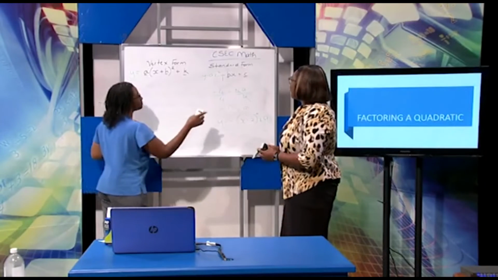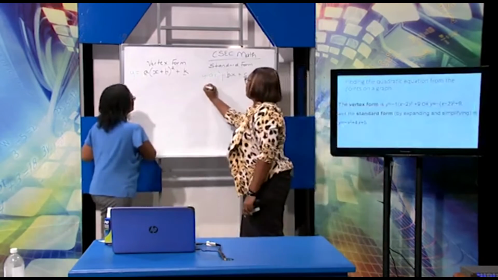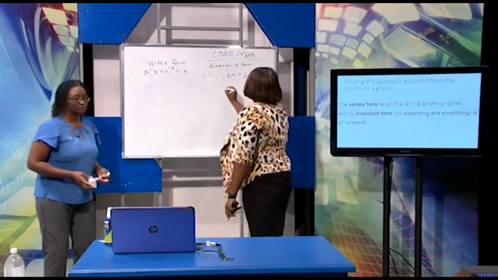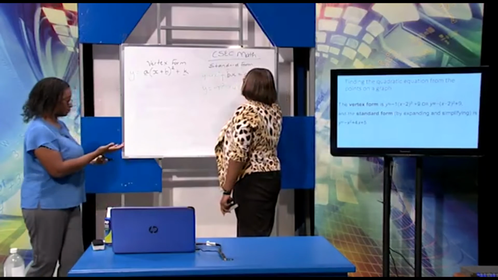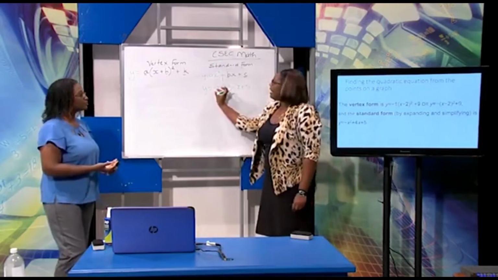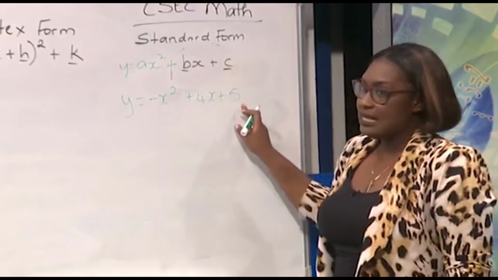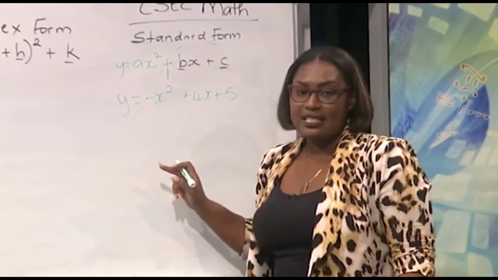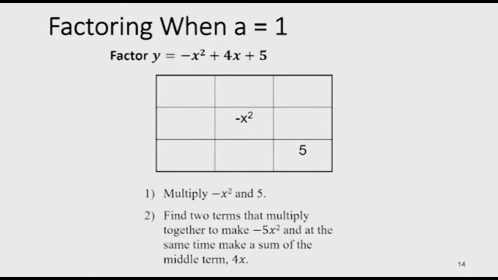So, in standard form, our equation is negative x squared plus 4x plus 5. As was mentioned before, a in this case is negative 1, b is 4, and c is 5. Now, let us go through how we would factorize this equation. We're going to use what is known as the grid method of factorization. So, Brittany, let's look at our screen.